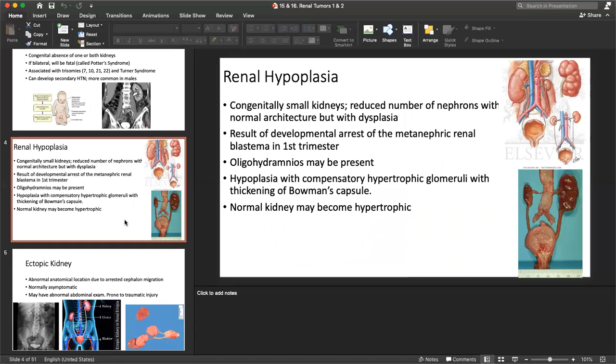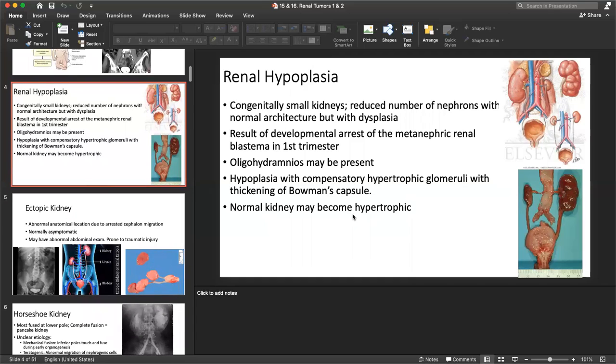Renal hypoplasia will have a small kidney. So there's going to be less nephrons, but it's going to have normal architecture, but with some dysplasia. And so what happened is in the first trimester, development stopped, and low amniotic fluid will be present. The normal kidney may become bigger to compensate.